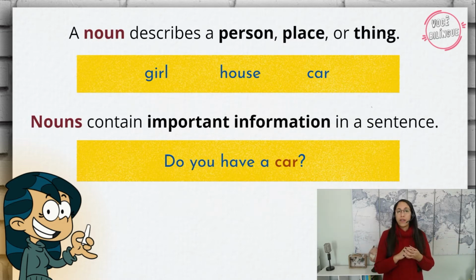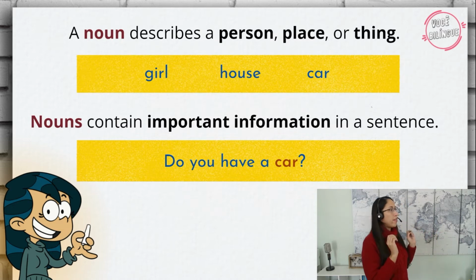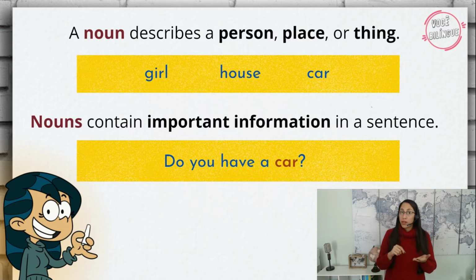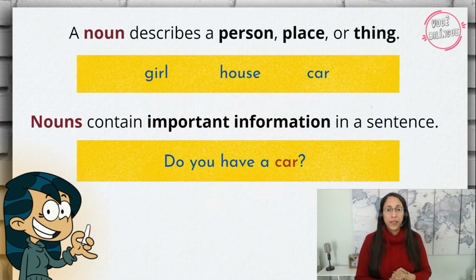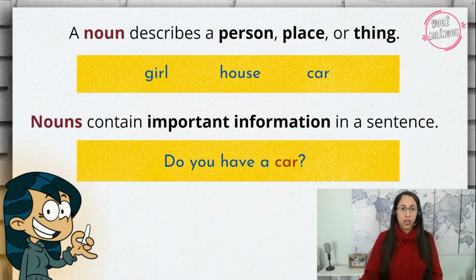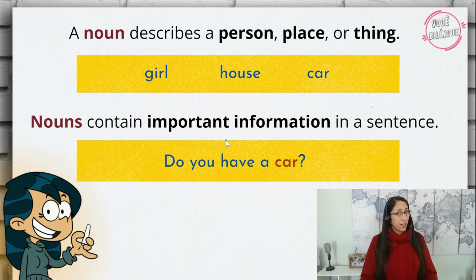So basically, if you want to expand your vocabulary, you can always look around and see what you have and write down the words and then organize them in the map. So I have here some examples. From the previous slide, girl, house, and car. And nouns contain important information in a sentence.